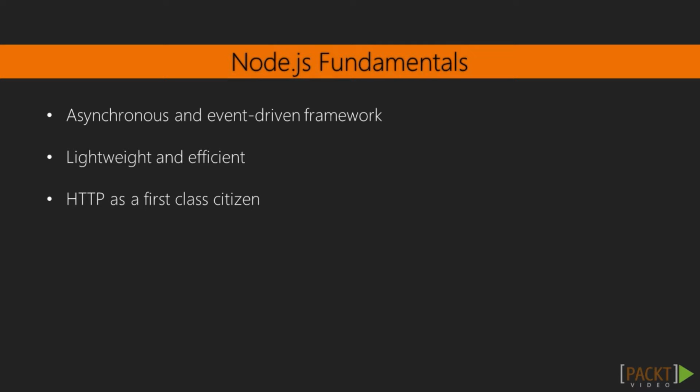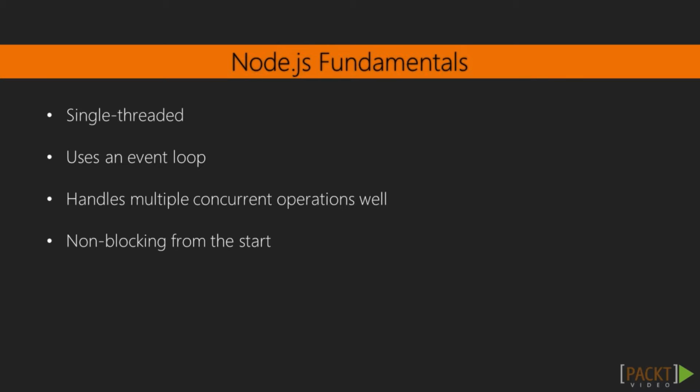HTTP is a first-class citizen in Node.js, designed with streaming and low latency in mind. Node.js is single-threaded and uses an event loop. Rather than blocking the program, it registers a callback and continues. This allows it to scale well by handling concurrent operations without complication of multiple threads. Other languages have event loop systems, but in Node.js, they were designed to be non-blocking from the start.